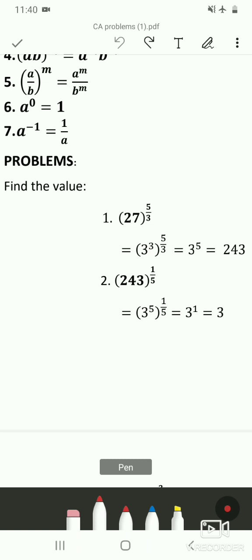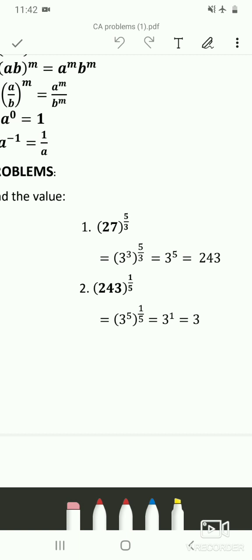So these are some of the easiest problems and very simple to understand. What we have done, I'll just quickly revise. We have written 27 as 3 cube, and we have used the third law of indices, and we have cancelled this 3 and this 3. So we'll be remaining with 3 power 5, which is equal to 243. So this is the first problem.